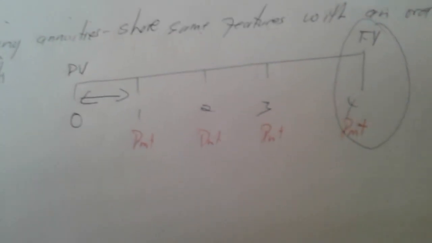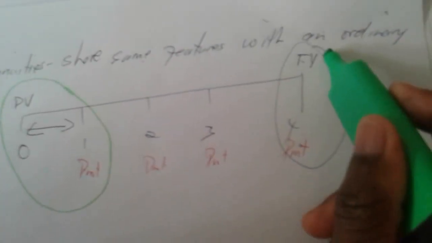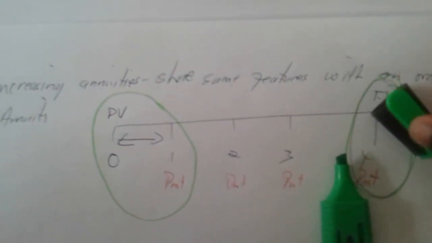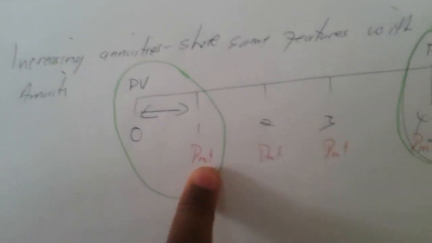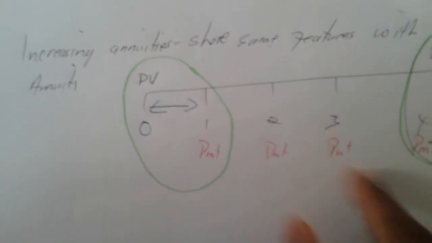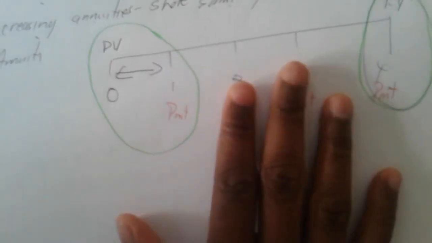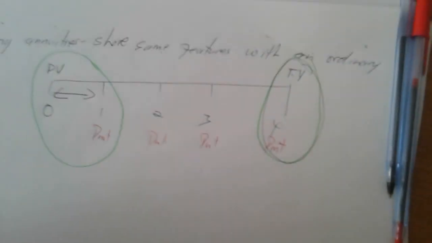Now an increasing annuity shares the same features with an ordinary annuity. Which features now? This feature and this feature. So you know that if you are dealing with an increasing annuity, the first payment of an increasing annuity is always 1 period apart from the present value. So if you remember this, it will assist you. Now let's quickly move on to page 2 and see what the formula says on page 2.